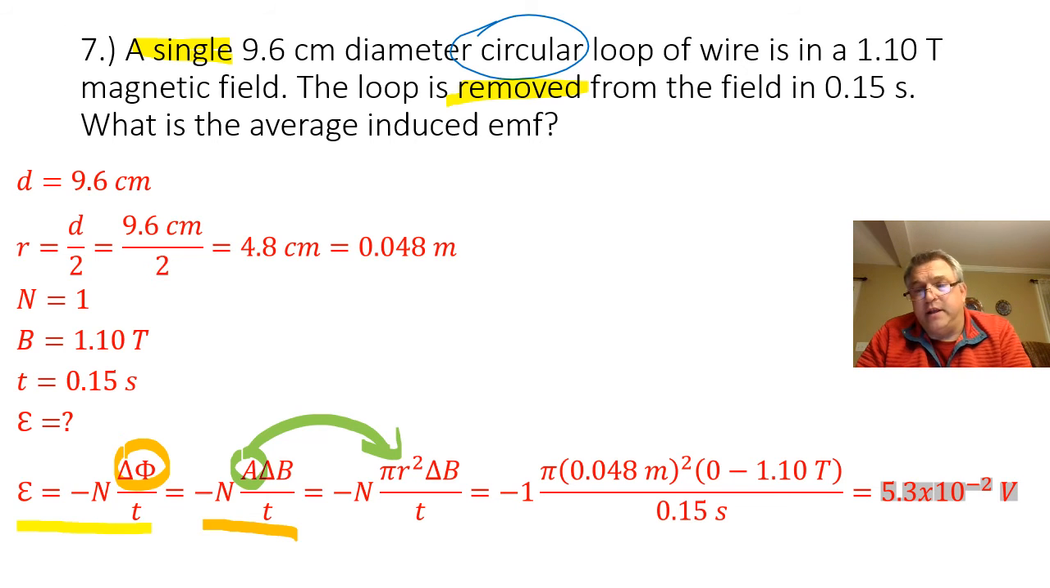Now I can calculate the area separately before I get into Faraday's law, and then just plug my area in. That way is fine too. It'll come out right either way, and you'll see me do it both ways when I go through these problems. But once I have this equation, I can plug in my known values. When I do that, I'm going to get an induced EMF of 5.3 times 10 to the minus 2 volts.